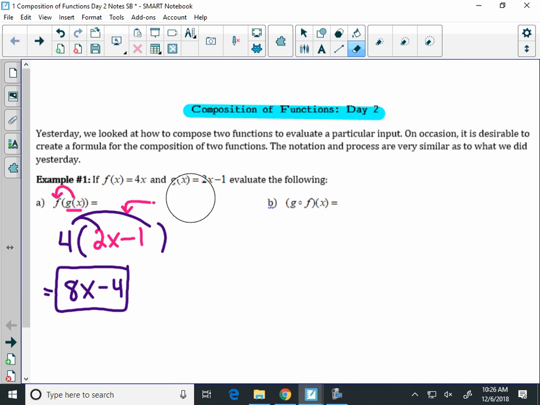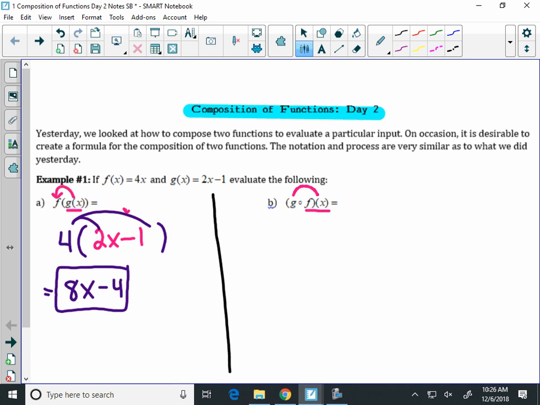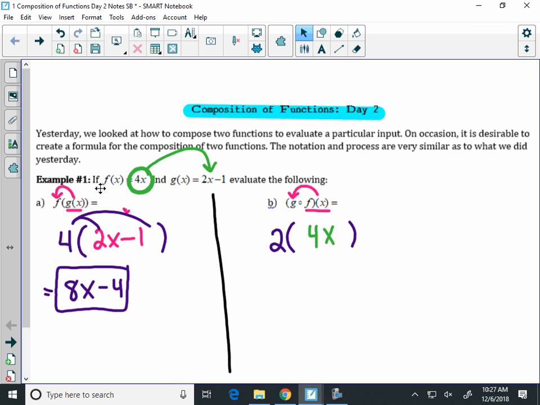Okay, so let's try another one. The more you do these, the easier they will be. So the next problem says find g of f of x. So this time you are taking the function of f, that's the letter on the right, and putting it into g. So I'm going to take this function of f right here, 4x, and put it into the x variable in g. So when we do that, the 2 for the function of g is going to stay the same. But instead of x here, you are going to put the value of 4x. Then you finish writing the function of g with a minus 1.